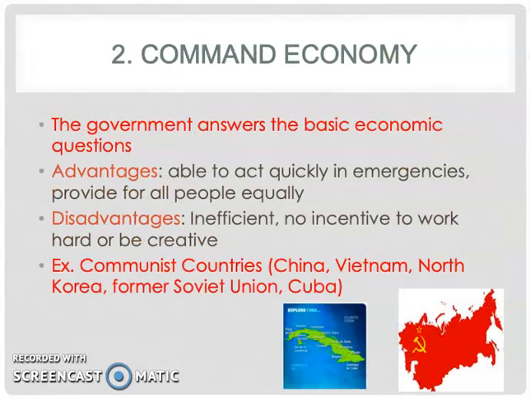A command economy is where the government answers basic economic questions. The government makes those decisions. So this is an example like China, the former Soviet Union, Cuba. The advantage is whenever you have an emergency, you're able to provide for all people quickly.